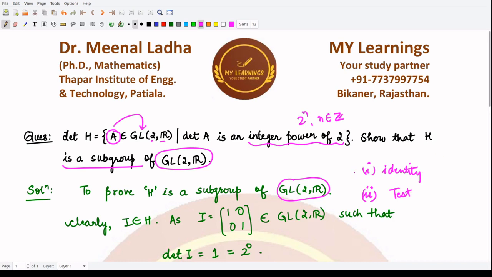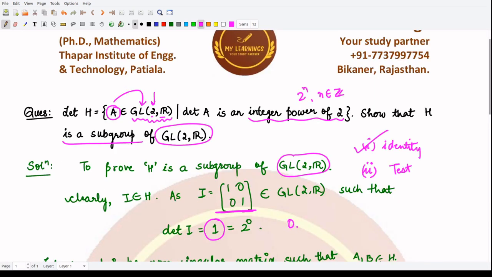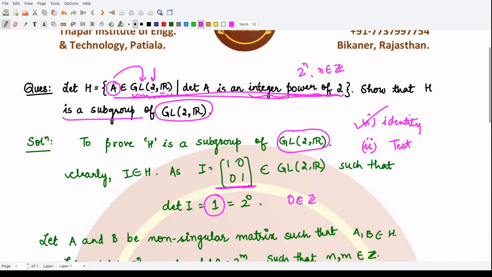Moving on to our first condition, the identity part. What is the identity present in GL2 comma R? It is the identity matrix of order 2 cross 2, which is this matrix. Now this matrix has determinant equal to 1, and you can write 1 as 2 raised to power 0, where 0 is an integer. Therefore, it follows the condition of this subset, so it is also a member of the subset H. Hence, identity is present in H. This satisfies our first condition.